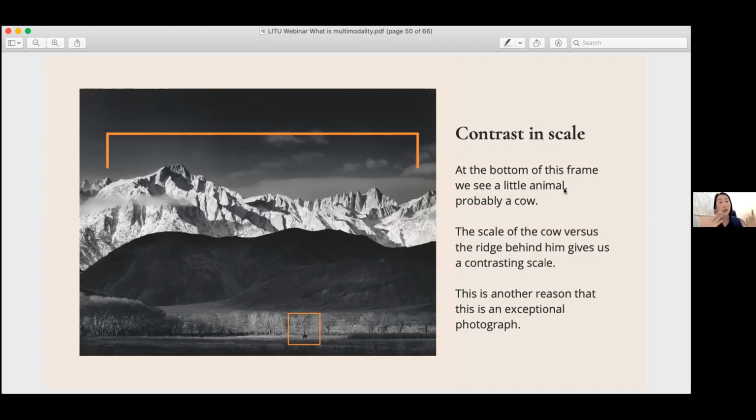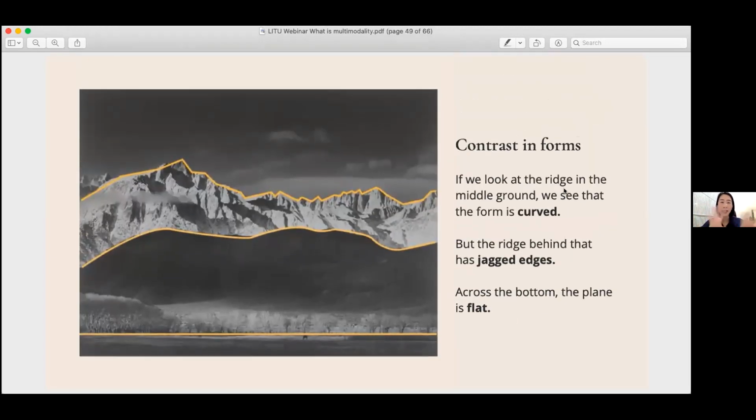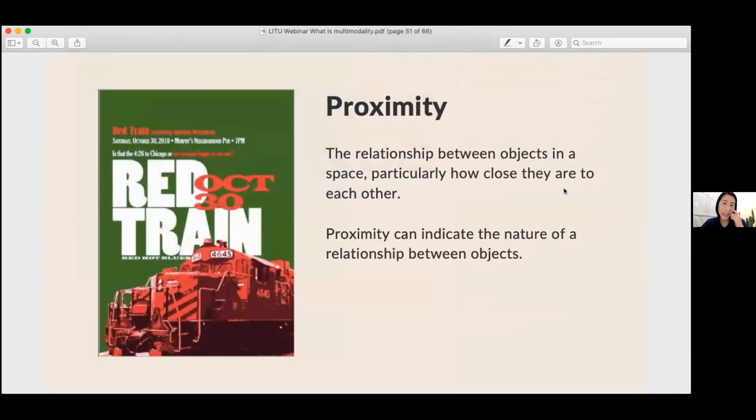Contrast in the size. You can also use contrast in colors as well, and or scale, right? So maybe in form, so having different forms in your design. And lastly, the thing I want to talk about is proximity. Proximity means the relationship between objects in a space. We can use proximity for a lot of things, but when it comes to graphic design, it's how close you put the objects together. So proximity can indicate the nature of a relationship between objects.